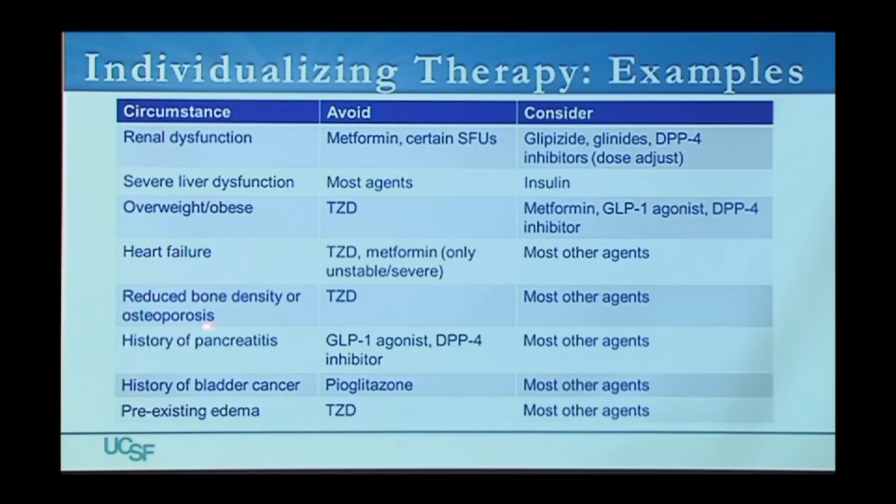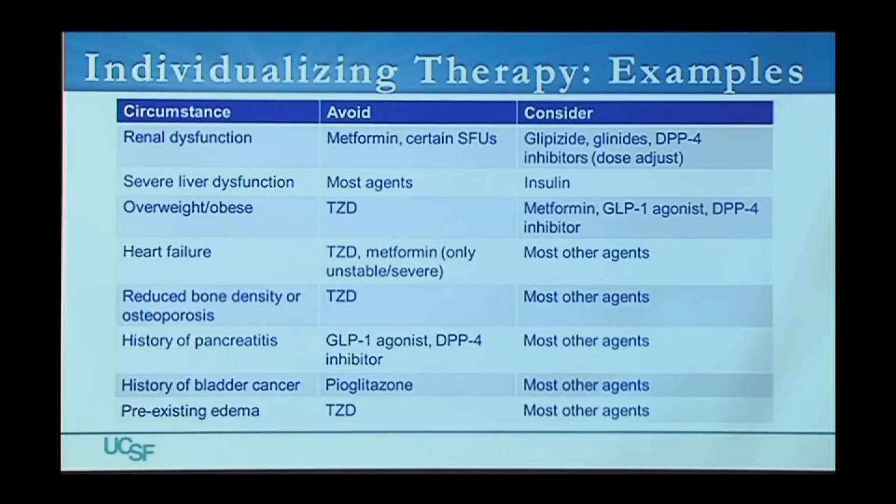If someone has, a woman for example, but also men with osteoporosis, or even been shown to have reduced bone density, we will avoid those TZDs again, because they've actually been shown to reduce bone density. So you can see these medications unfortunately have side effects. And I've already talked about the other ones, pancreatitis, bladder cancer. And then if someone already has edema or swelling, we would not use a thiazolidinedione. So you can see how we really carefully individualize the treatments. There's no one way to manage diabetes.